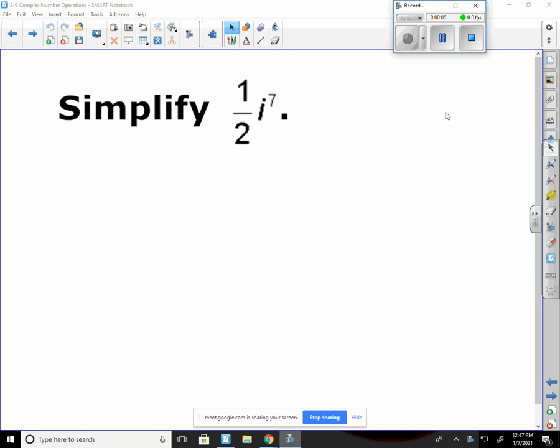Okay, so today we're going to start off where we left yesterday. We had learned how to deal with i's to higher exponents. And I want you to just try this one today to get started, and then we'll proceed to the last type of question.